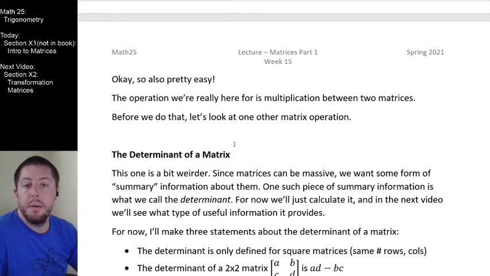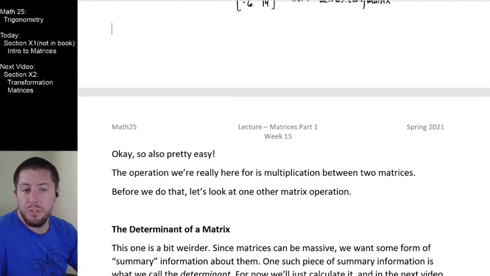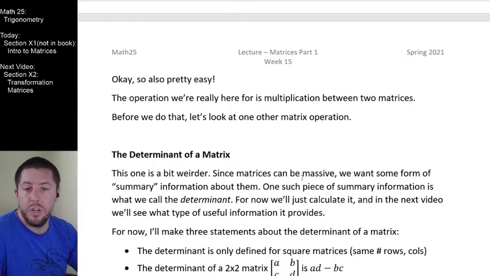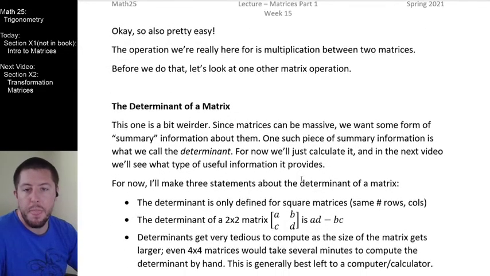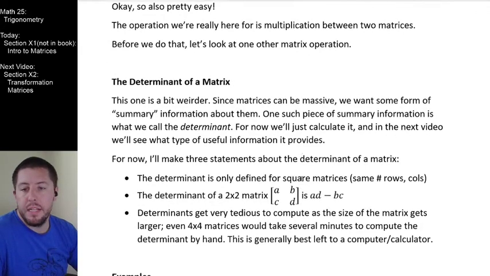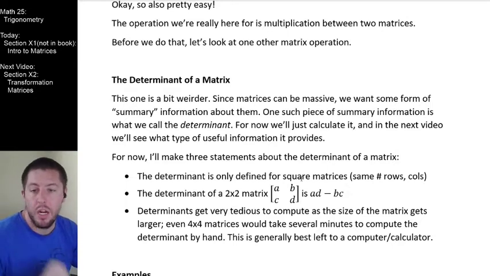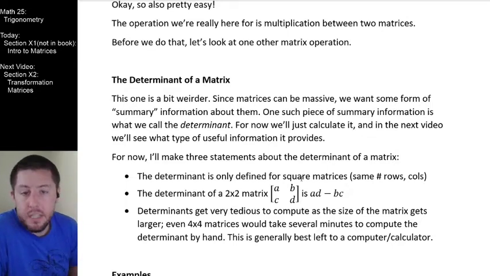So let's see, the little bit more exciting one is what we want to see, multiplication between two matrices. But before we do that, I want to look at one other matrix operation that's going to be relevant to our discussion in the next video, which is the determinant of a matrix. This one's a little bit weirder because this isn't an operation between two matrices. This is an operation on a single matrix. And it's a bit weirder, right?